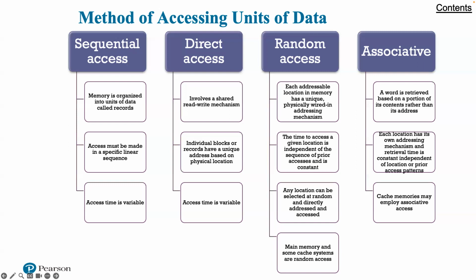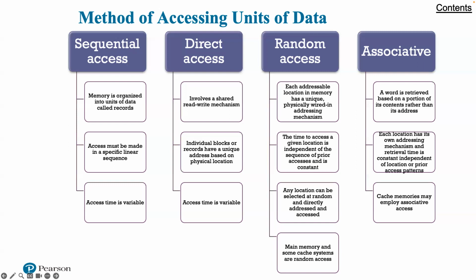Next, we have random access, and so each addressable location in memory has a unique physical wired-in addressing mechanism. The time to access a given location is independent of the sequence of prior accesses and is constant. Thus, any location can be selected at random and directly addressed and accessed. Main memory and some cache systems are examples of random access.